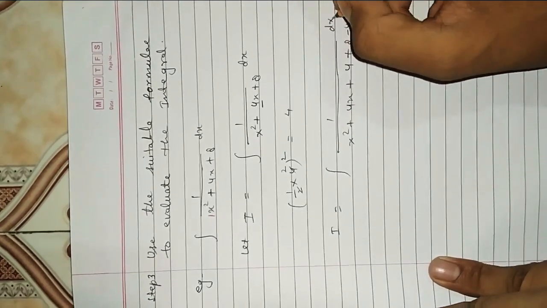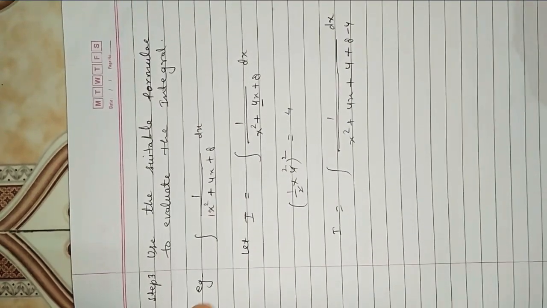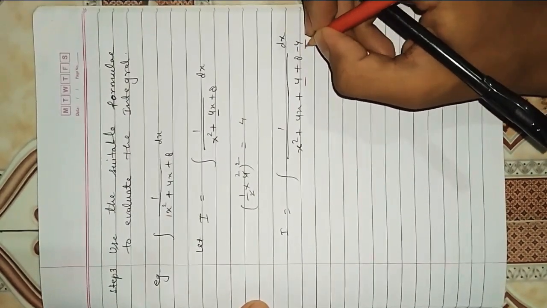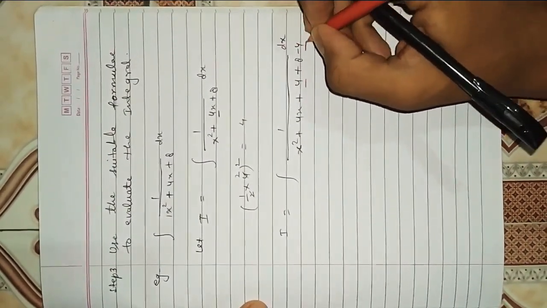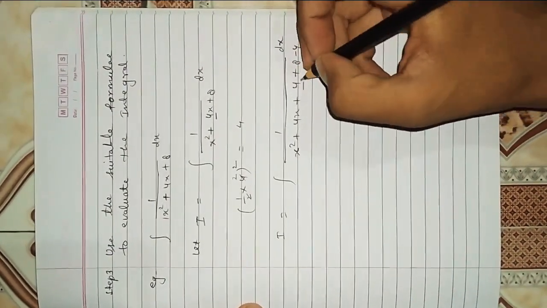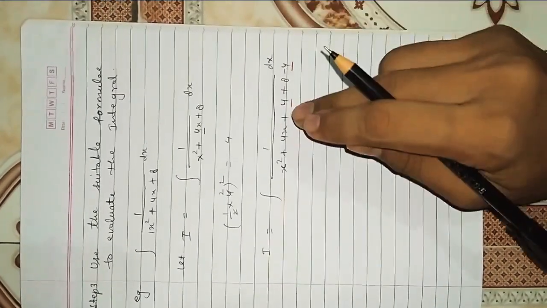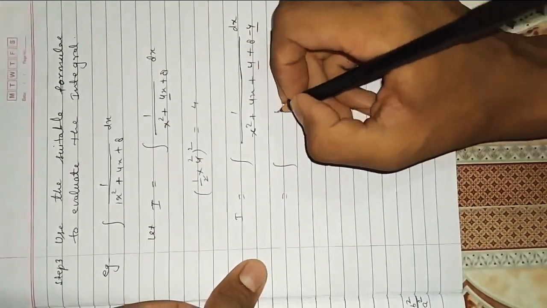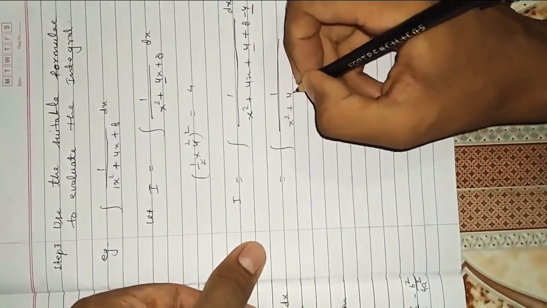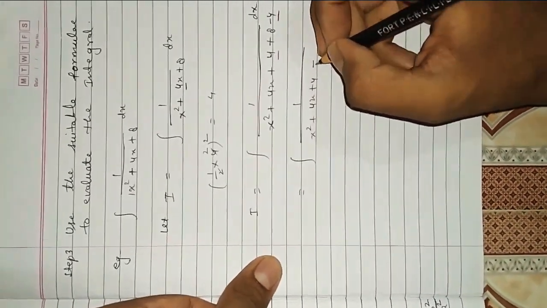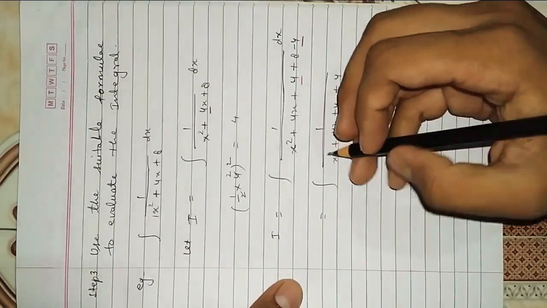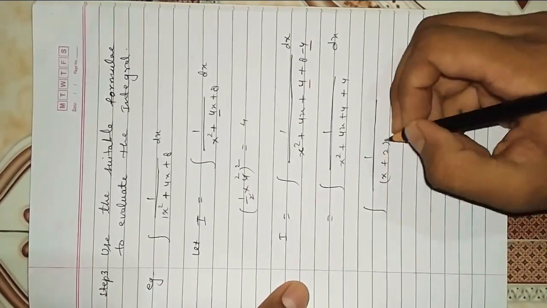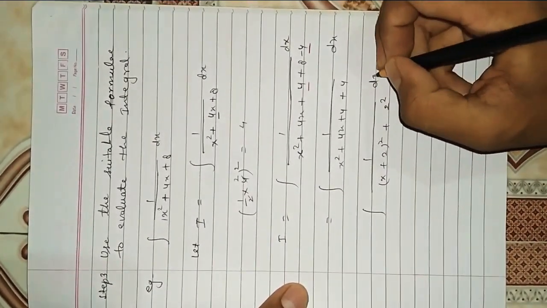Are you getting how I have done this? You can see here I have marked down, underlining the term which I have added. 4 plus 8 minus 4 means 4 is added as well as subtracted in this term, and I will get x square plus 4x plus 4 plus 4, and you can see here x plus 2 the whole square plus 2 the whole square.